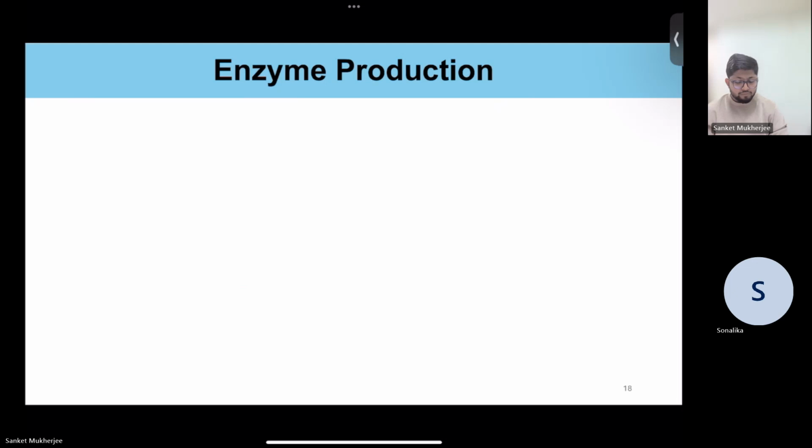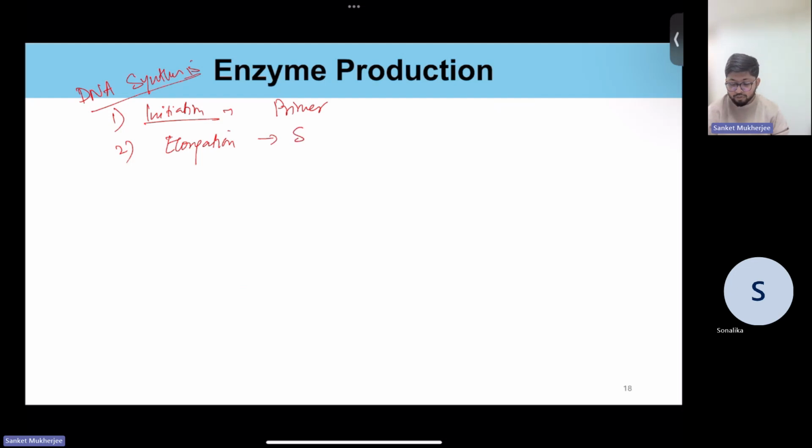So for DNA synthesis, the main steps are initiation. For initiation, you require a primer, right? And then there is the elongation step, which is also known as the synthesis step. And then the termination, where it needs to be stopped.